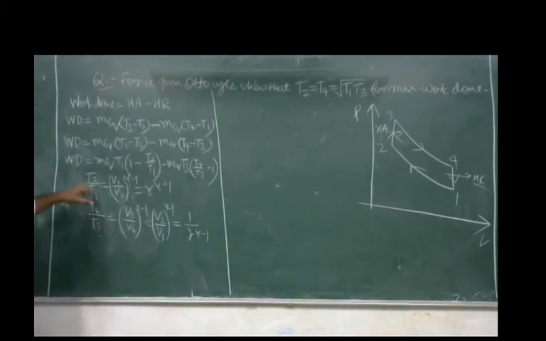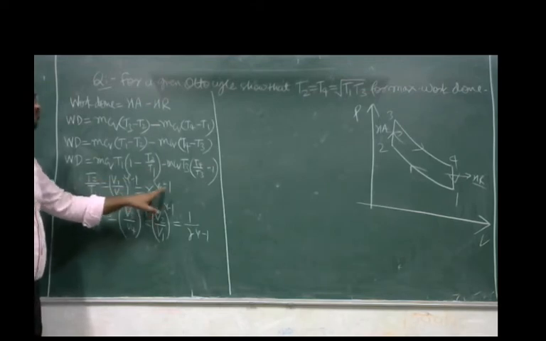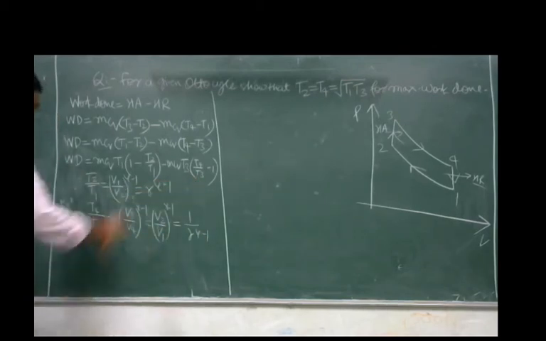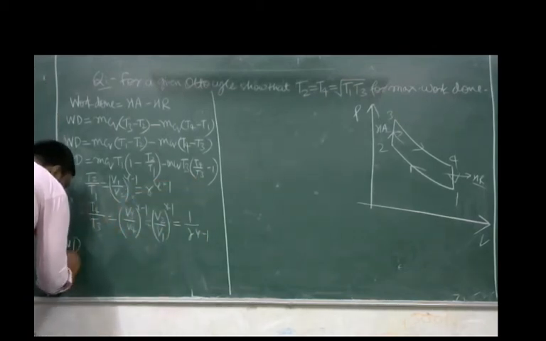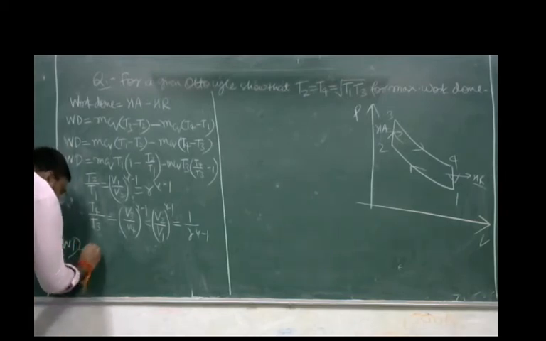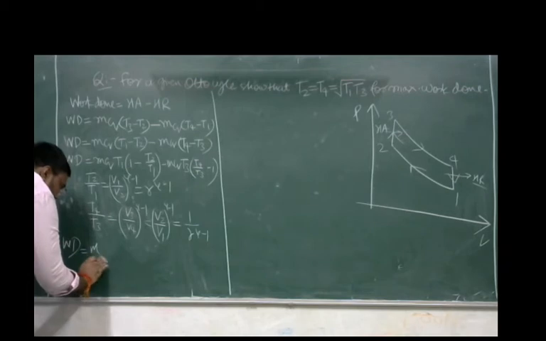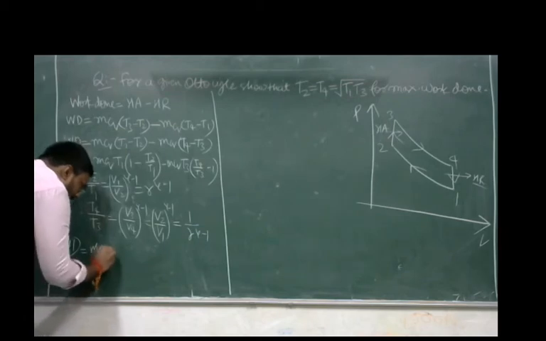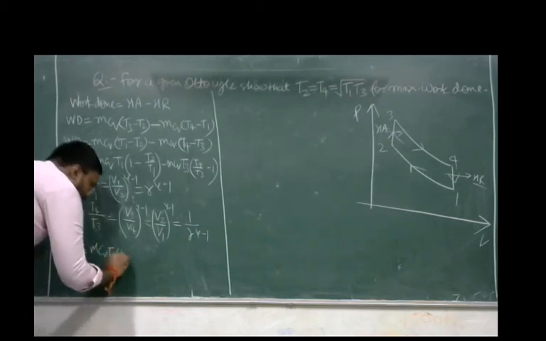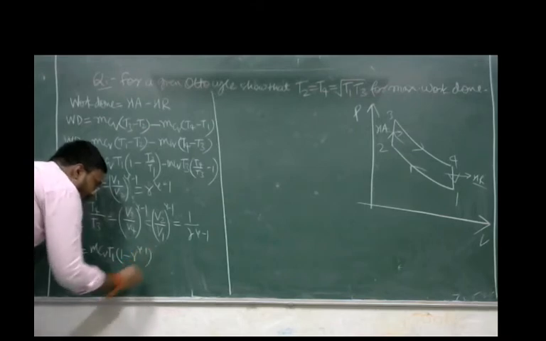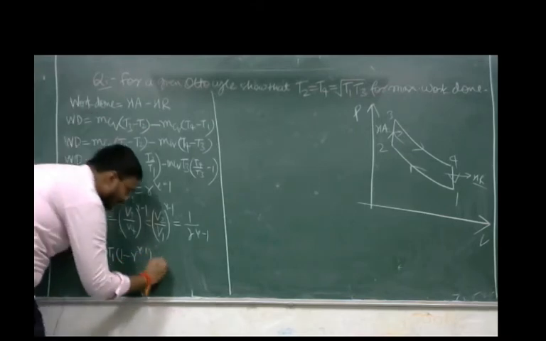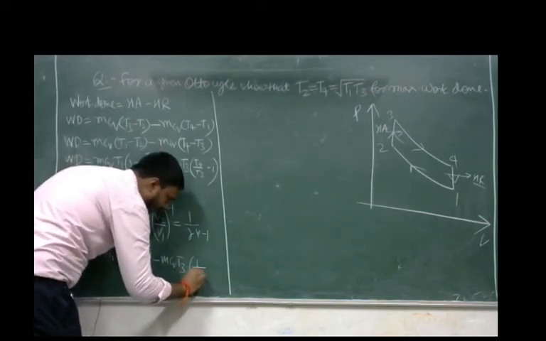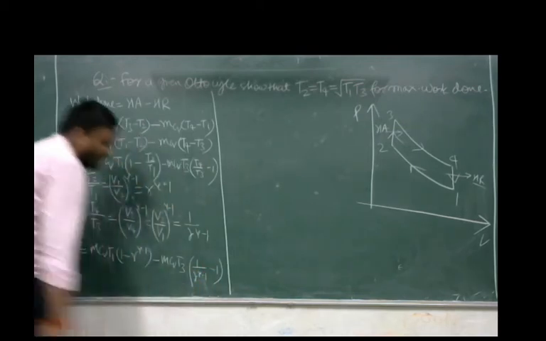So replace T2 by T1 by R to the power gamma minus 1, and T4 by T3 by 1 by R to the power gamma minus 1, in this equation. We will get the equation of work done equal to mCv T1 (1 minus R to the power gamma minus 1) minus mCv T3 (1 by R to the power gamma minus 1 minus 1). We will get this equation.